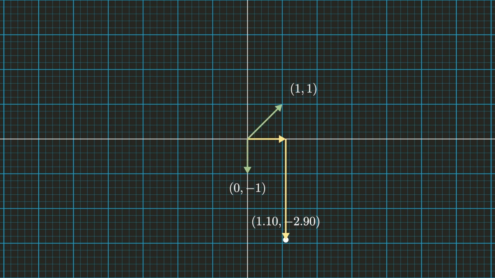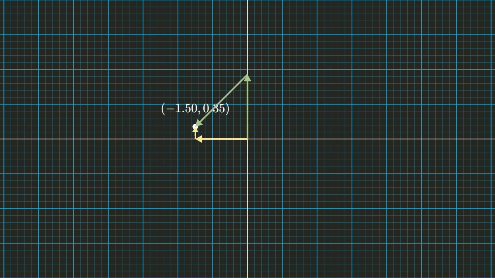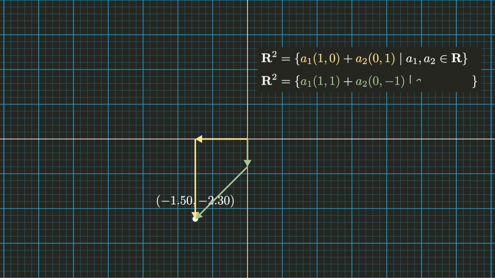Now if we take a different set of two vectors, even if they're not perpendicular, they can still be used to express the position of that point. And this holds true regardless of the position of the point. So if we express this concept using set notation, R^2 can be written as the set of all linear combinations of the standard unit vectors. It can also be written as the set of all linear combinations of those green vectors.